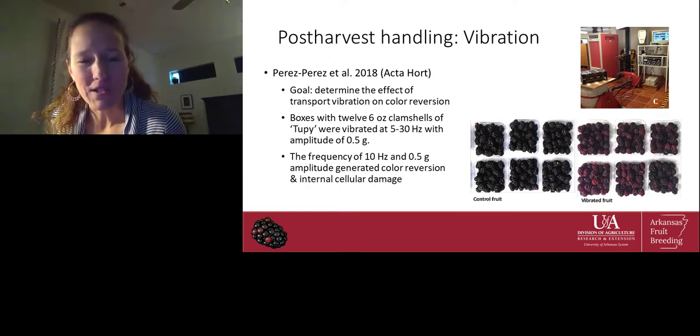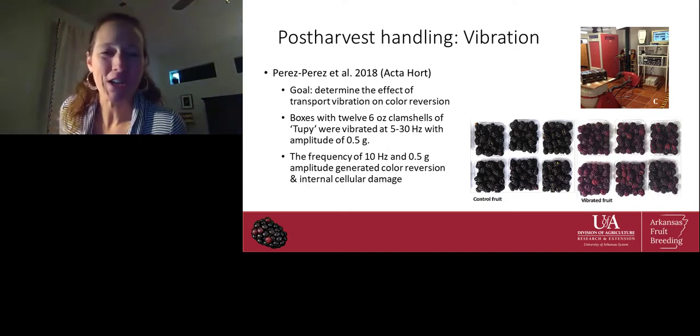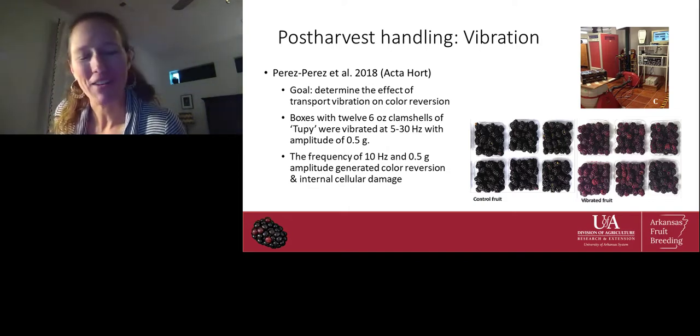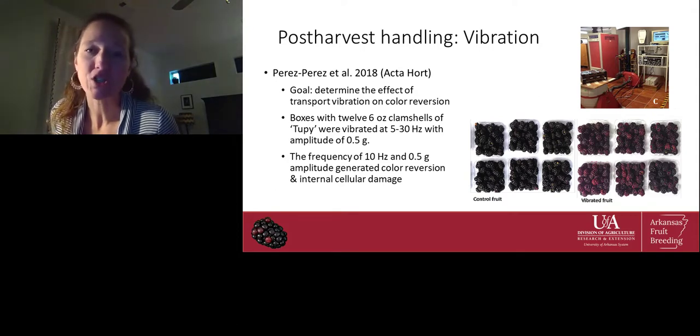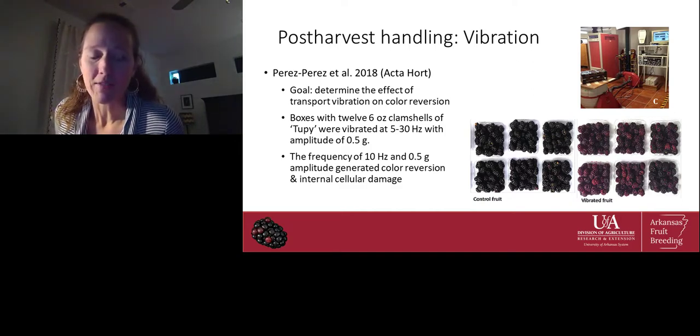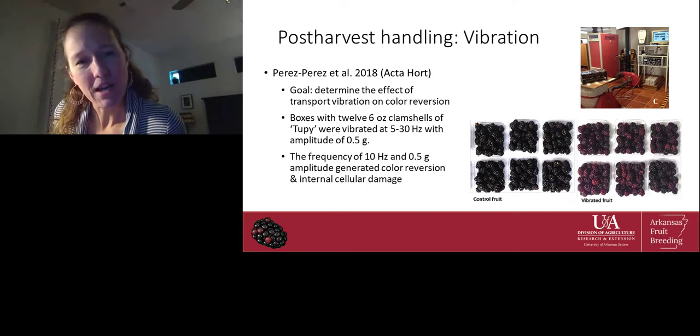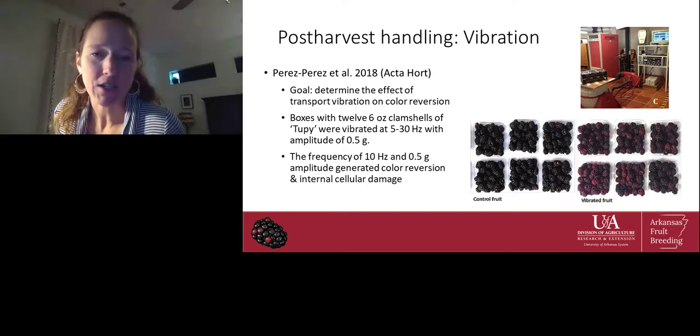And they felt that that was a good simulation of what a Tupi blackberry would experience going down a dirt road in Mexico in the back of a truck. So we do know that vibration during the shipping process can affect blackberries and red drupelet reversion. However, it's not clear to me exactly how you would get around that, but maybe there's something to do with packaging that could affect this and minimize the problem.